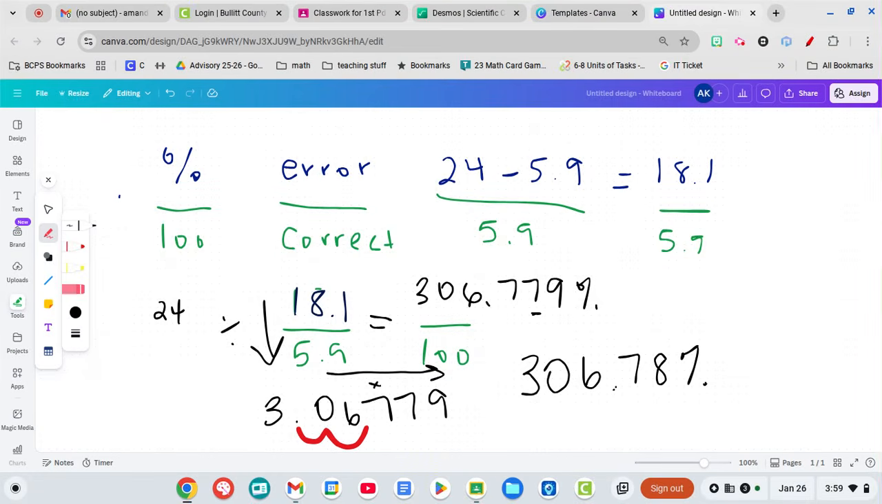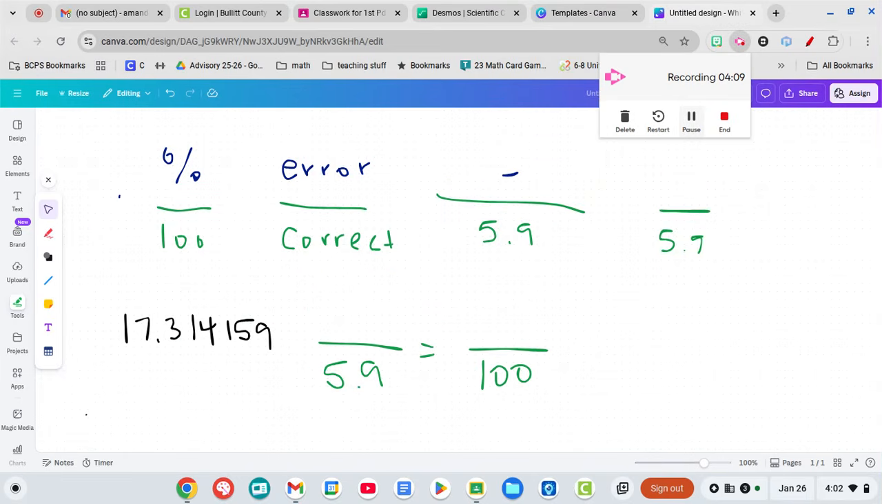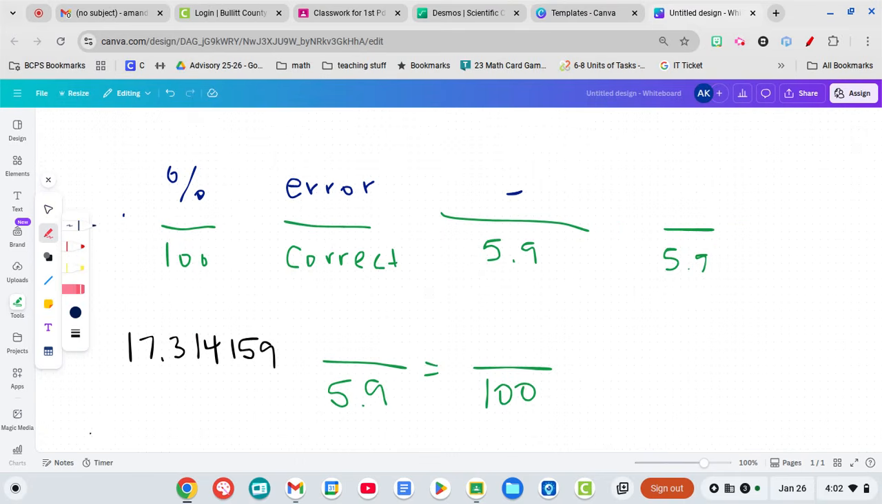Next, we will calculate Mr. Bixler's percent error. Okay, Mr. Bixler's pretty silly. He said his guess would be 17.314159. So we need to figure out first what is the amount of error. So we're going to take his guess, and I got to squeeze it in at the top of my fraction. 17.314159 minus the correct amount, which was 5.9. And we're going to find out what the amount of error was. And that's going to get us 11.414159.